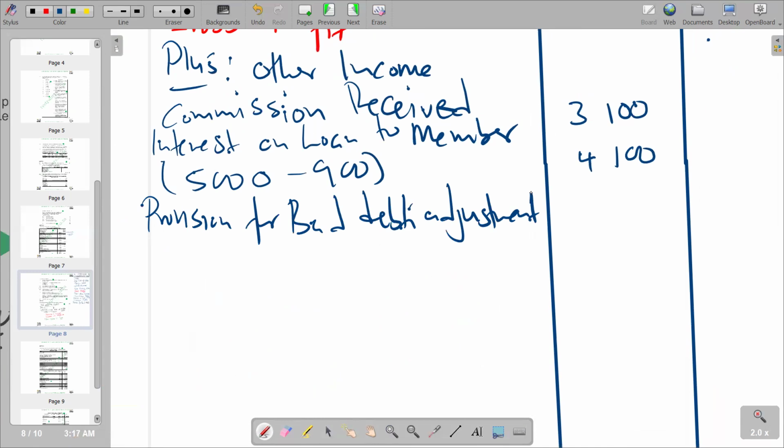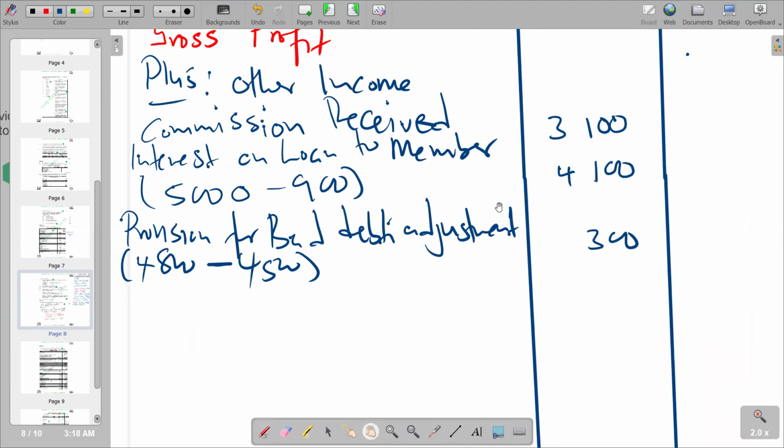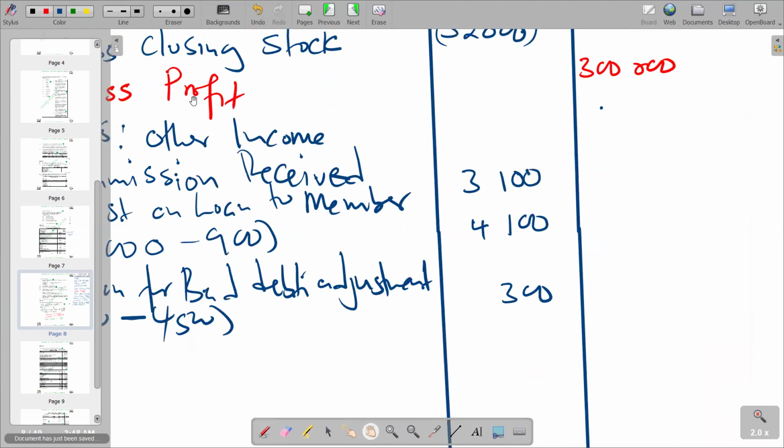Provision for bad debts adjustment, whereby we are saying in brackets 4,800 minus 4,500. So we got our 300. So this is what we have. Then we've exhausted our income, so we can add our income to get our total of other income: 2,100 plus 4,100 plus 300. We calculate it as such, and see that the total for other income, if we add correctly, is going to be 7,500.